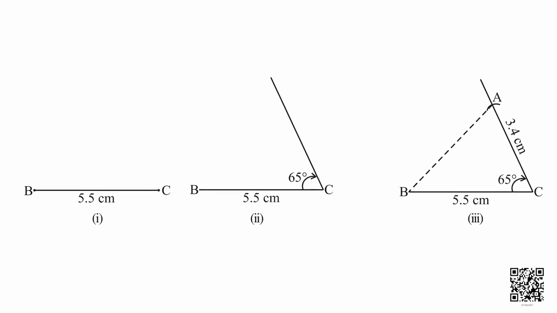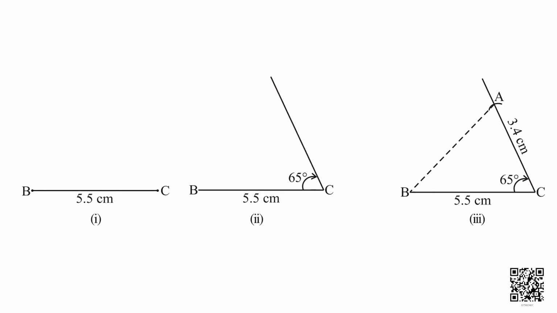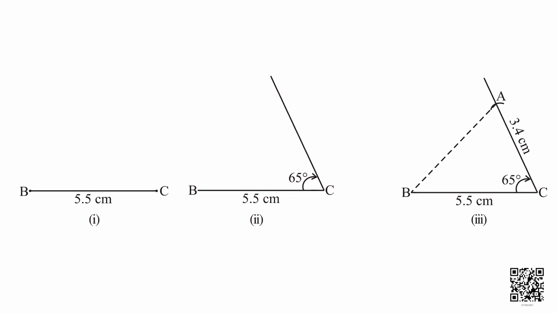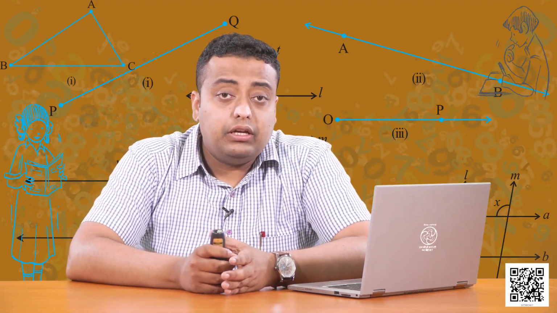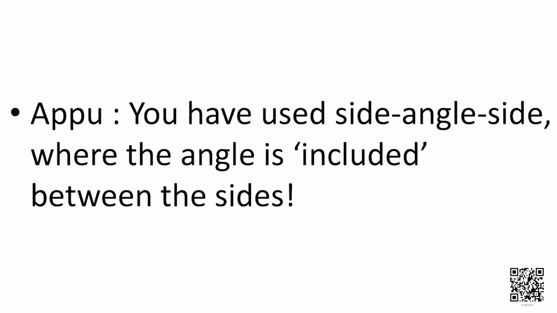So he tried to draw first BC of length 5.5 cm, then he made an angle of 65 degrees at C, and then he said, yes, I got it. A must be 3.4 cm away from C along this angular line through C. So he drew an arc of 3.4 cm with C as center, which cuts the 65 degree line at A. Now he joined AB and gets a triangle ABC. So Appu said that you have used side angle side, where the angle is included between the sides.